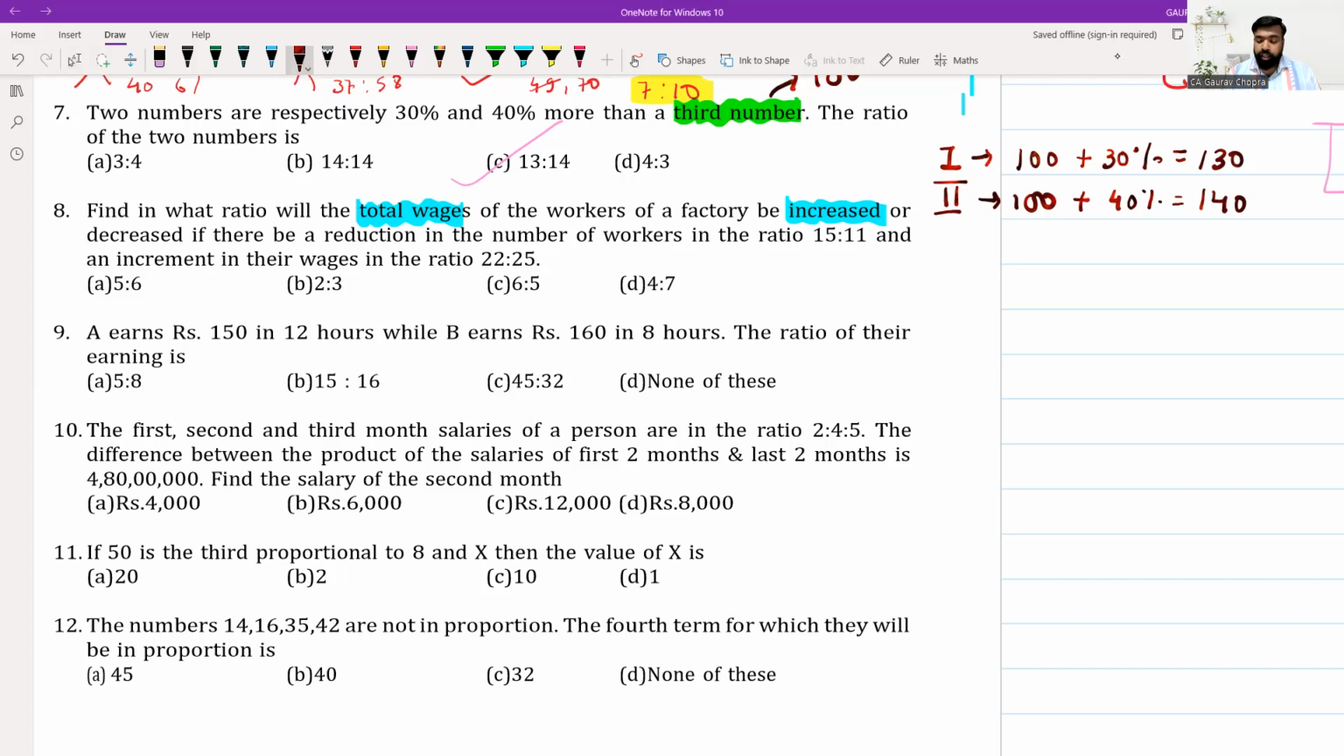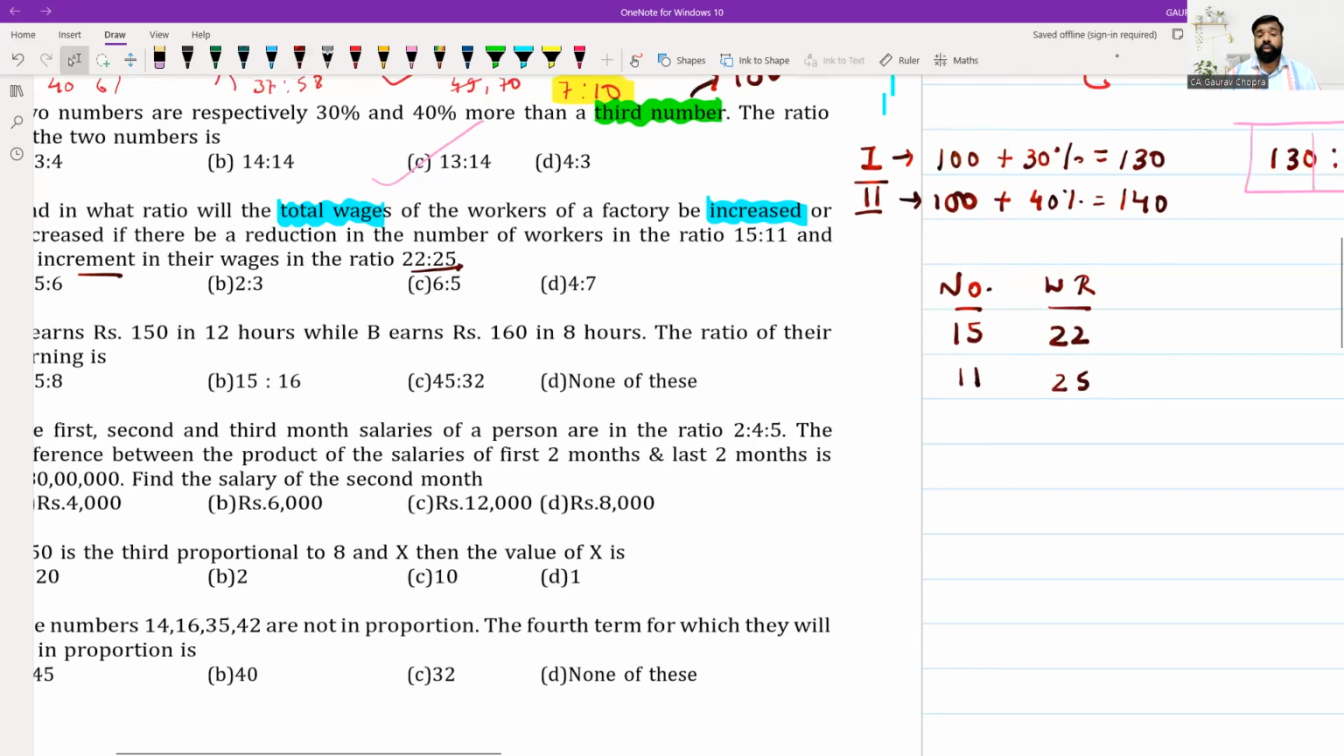क्या गिवन है आपको? नंबर ऑफ वर्कर्स. नंबर ऑफ वर्कर्स पहले कितने थे? 15 and now they are decreased to 11. 15 से कम होके अभी कितने रह गए? 11 रह गए. Then what about the wages rate? Wages rate is increased. There is an increment in wages rate. किस रेशियो में हुआ है? पहले वेजेस रेट थी 22, अभी कितना हो गया? 25. Everything is in terms of ratio, but there is no issue, आप इसको डायरेक्टली कर सकते हैं. तो वर्कर्स का रेशियो पहले था 15, अभी 11 है. वेजेस रेट पहले 22 थी, अभी 25 है.